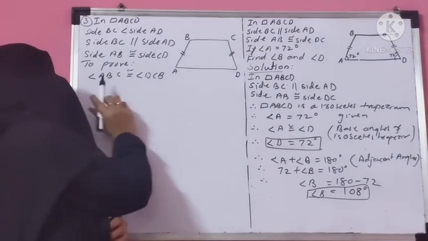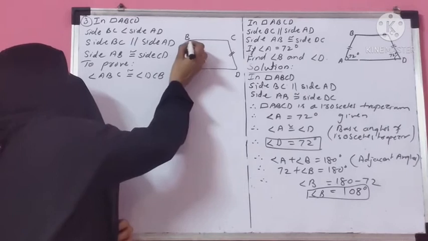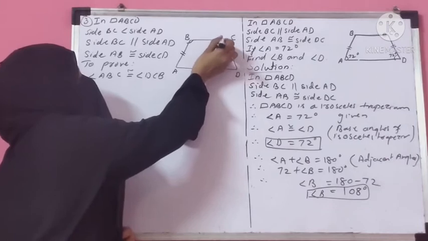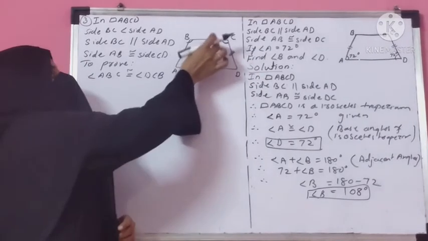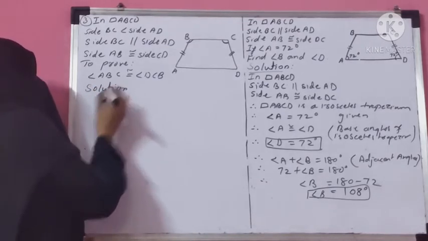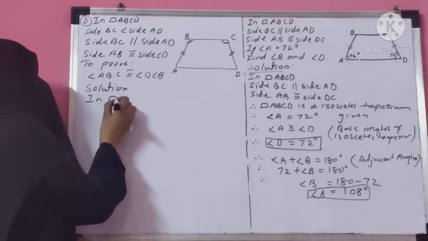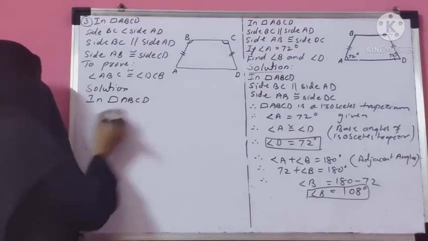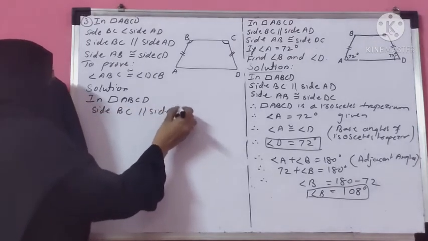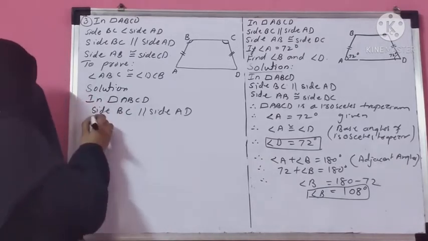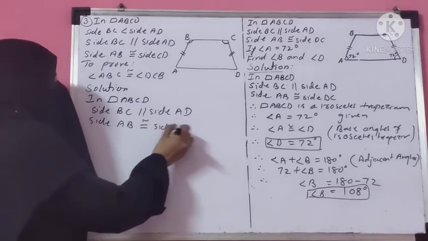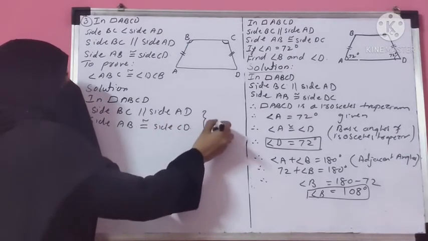And you have to prove angle ABC is congruent to angle DCB. That means these are the base angles, and you have to prove the base angles are congruent. So let's start your solution. In quadrilateral ABCD, side BC is parallel to side AD. One opposite side parallel. Side AB is congruent to side CD. These two are given.